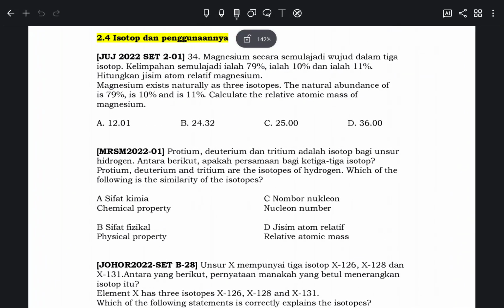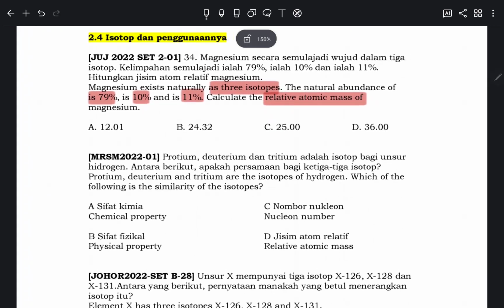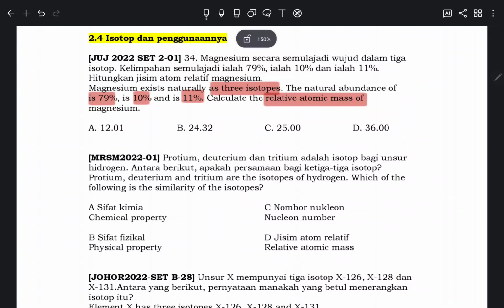Okay, so now, magnesium exists naturally as three isotopes. The natural abundance of magnesium is 79%, 10% and 11%. Calculate the relative atomic mass. For this question there is an issue. 79 plus 10 is 89, and then plus this one you get 100%. I agree, but somehow they don't give you one piece of information, which is the nuclear number. They don't give the nuclear number or the proton number. Usually you must have the proton number to do the calculation.